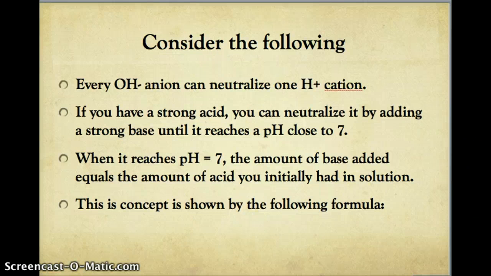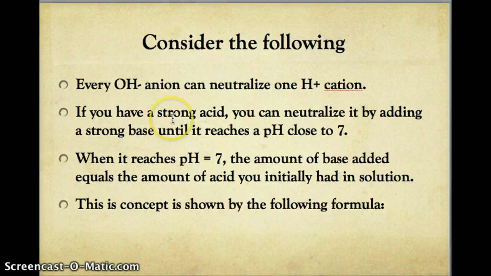Now, we know what neutralization reactions are, and we want to know, how am I going to find the concentration of that acid that I found? Well, you have to consider 4 things. For every OH anion, for every base, such as this one, OH, you can neutralize it by adding 1 H+. So for every OH, it will accept 1 H+. Okay? If you have a strong acid, so let's say you have a very, very strong acid, you can neutralize it by adding a strong base.